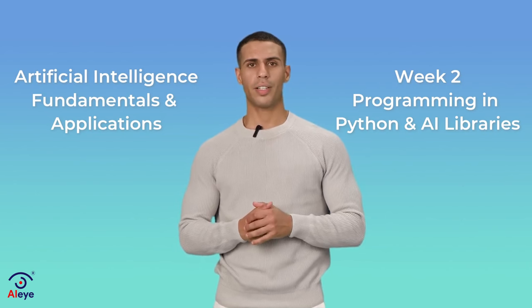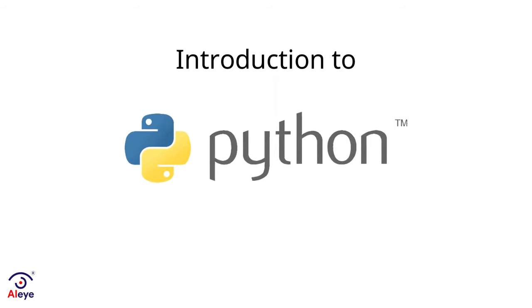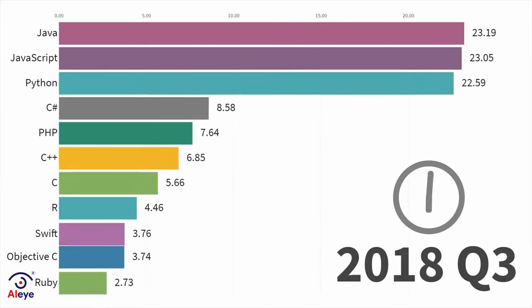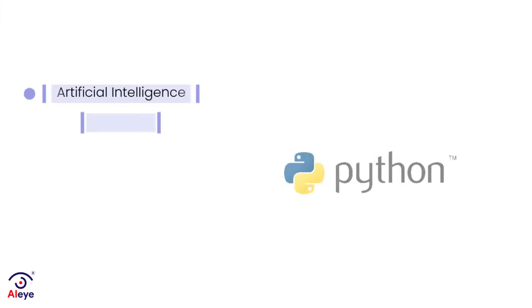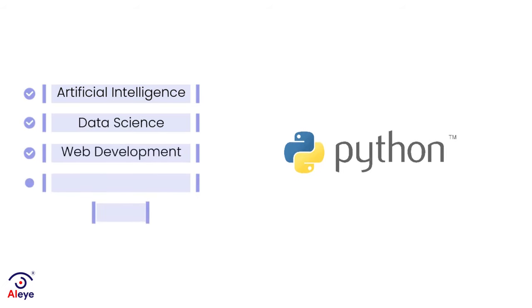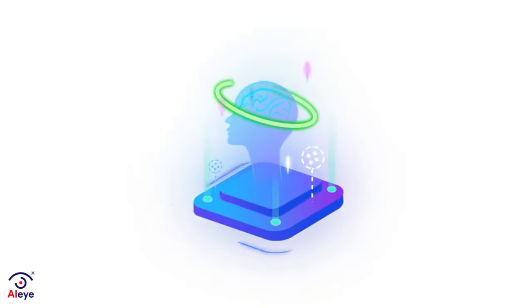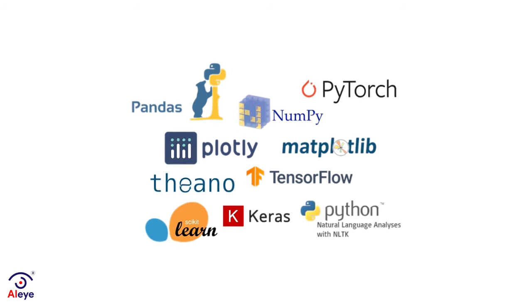Let's start our session. Introduction to Python. Python is a versatile and powerful programming language that has gained tremendous popularity in various fields, including artificial intelligence, data science, web development, systems automation, and many more. The rise of Python libraries such as NumPy, Pandas, TensorFlow, and PyTorch further solidified its position as a go-to language for cutting-edge technologies.